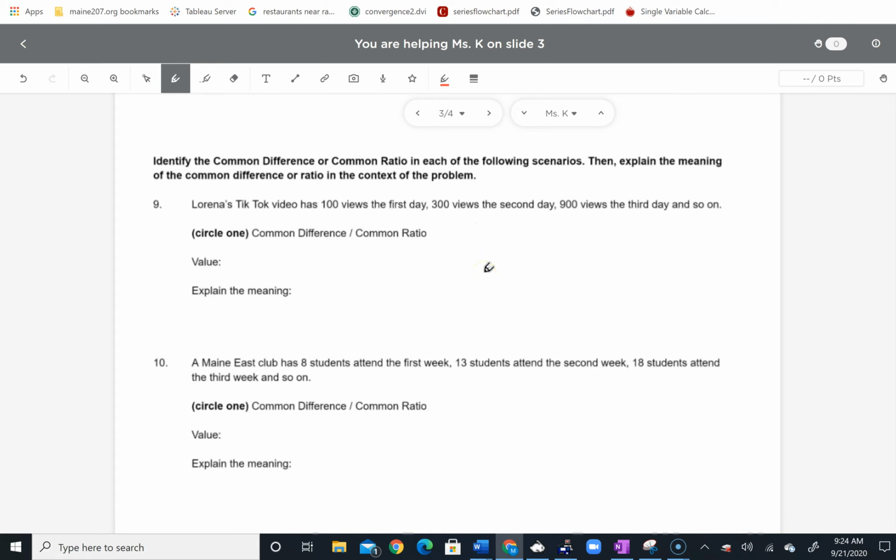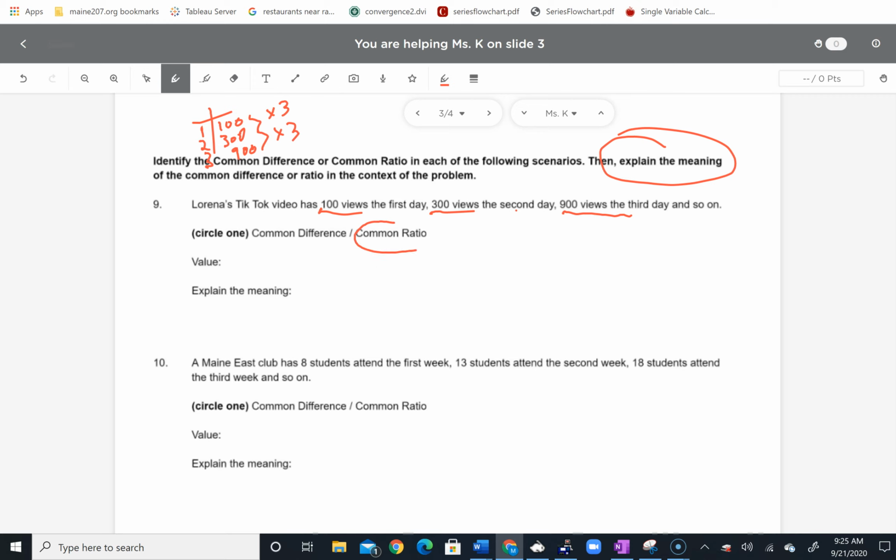Okay? So as we take a look just at this ending here at number 9 and number 10, we first want to name whether we have a common difference or a common ratio, but then we need to explain the meaning. So let's read this together. It says, Lorena's TikTok video has 100 views the first day, 300 views on the second day, 900 views on the third day. You can see, really, if you wanted to, you can even begin to make a table. You could say on day 1, she's at 100. On day 2, she's at 300. Day 3, she's up to 900. And what pattern are we seeing? I hope you can agree. The pattern is multiply by 3, right?